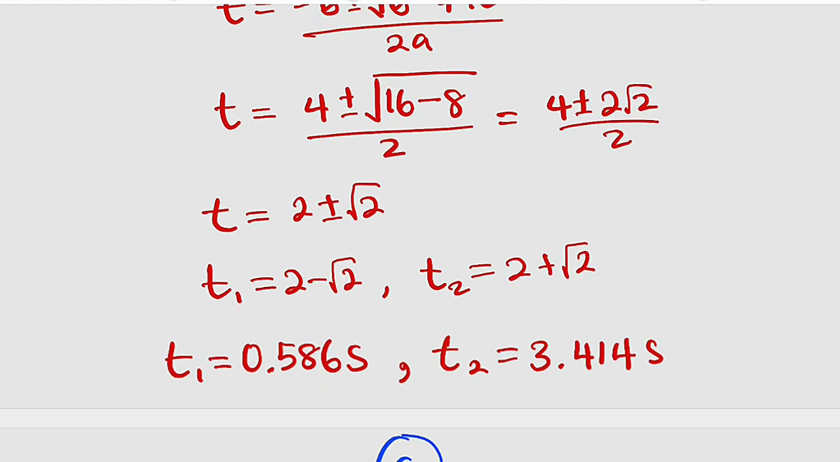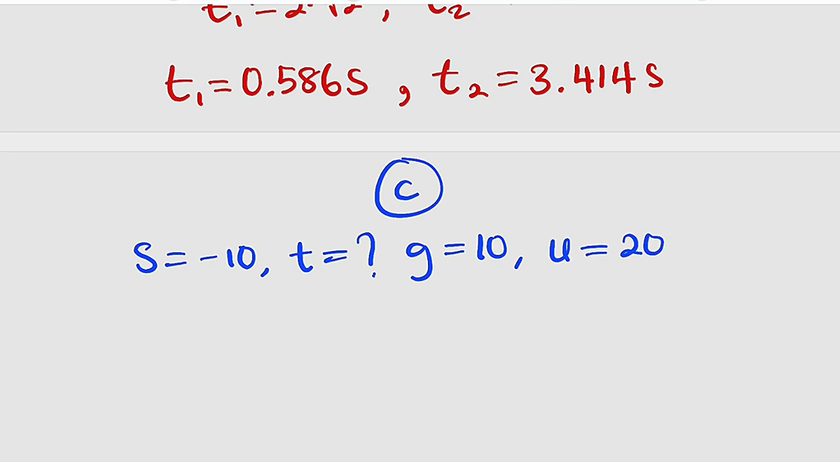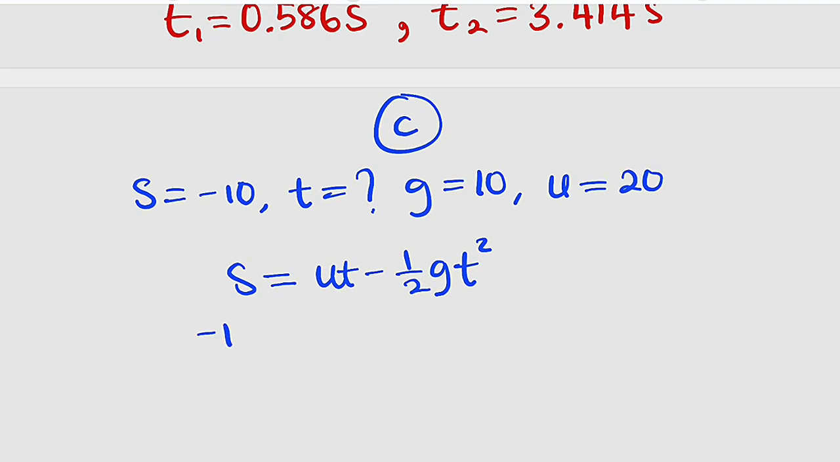So I would like to start with what I see. So the displacement is equal to negative 10. We're still looking for the time. Acceleration due to gravity is still 10. What else? Initial velocity will not change, still 20. So the formula remains the same, S equal to ut minus half gt squared. S this time around is negative 10 equal to 20t minus.